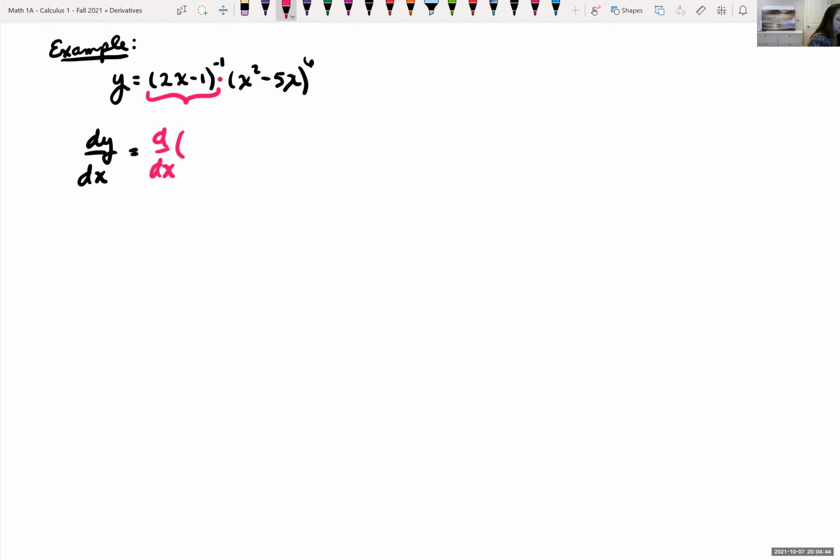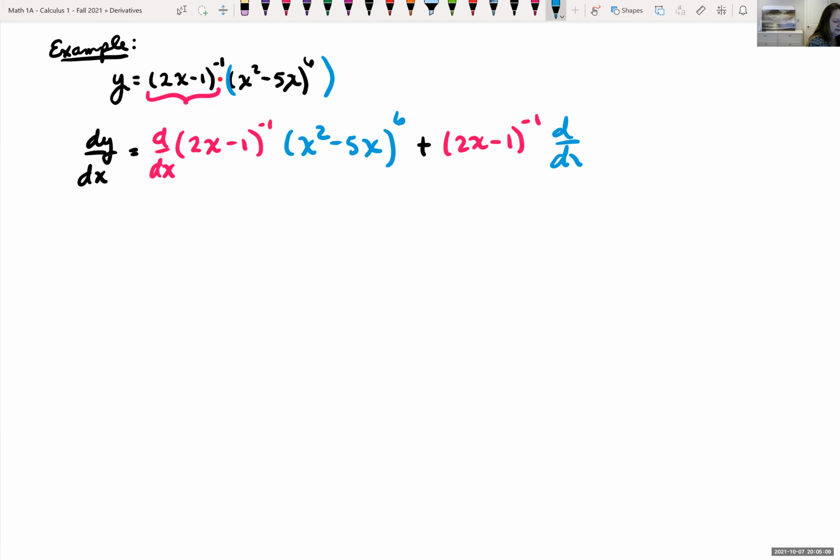So we're going to take the derivative of the first, 2x minus 1 raised to the negative 1 power, times the second, which is x squared minus 5x raised to the 6, plus the first. So the first in our case is 2x minus 1 raised to the negative 1 power, times the derivative of the second. So d dx of the second, x squared minus 5x raised to the 6.